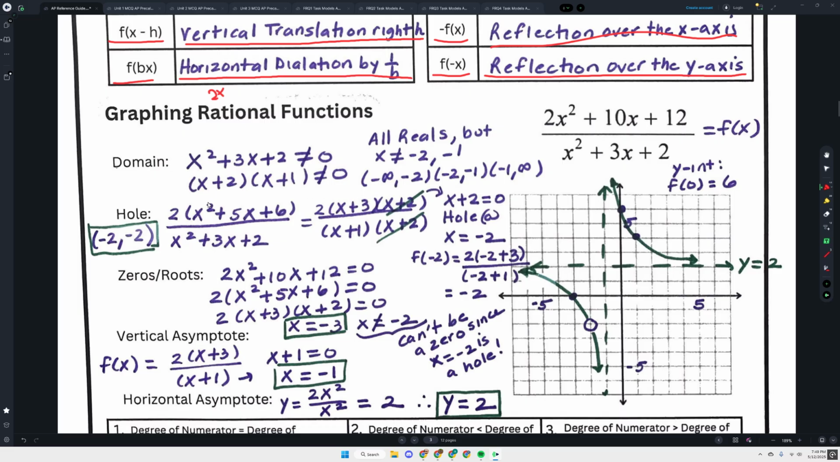Graphing rational functions. We can review whatever we want after some MCQ. We'll go until 9:45 Eastern, so like in 2 hours.